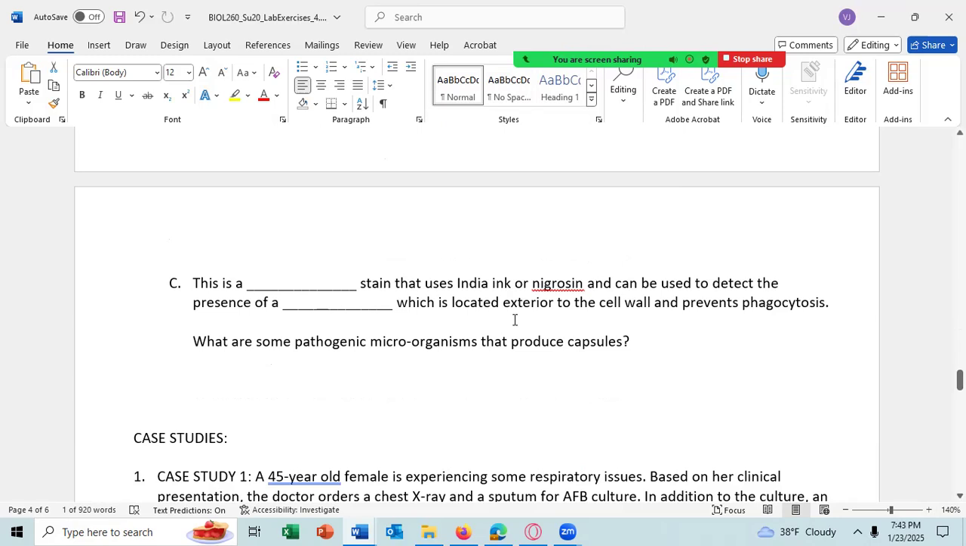So for procedure 5C, question C1, name the stain that uses India ink or nigrosin and can be used to detect the presence of a cell structure. Name the cell structure, which is located exterior to the cell wall and prevents phagocytosis. So C1, name the stain. C2, name the structure discussed in C2. And then for procedure C3, what are some pathogenic microorganisms that produce capsules?